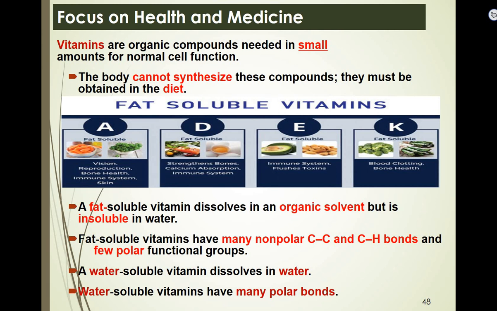Okay, so the last part of this chapter basically deals with the focus on health and medicine that has to do with organics. The fat-soluble vitamins that we have are A, D, E, and K. These are fat-soluble because they are long and they don't have a polar side. They have many CC and CH bonds, but very few functional groups attached to them. A water-soluble vitamin will dissolve in water because it has many polar bonds. We do need a small amount of these for normal cell function.